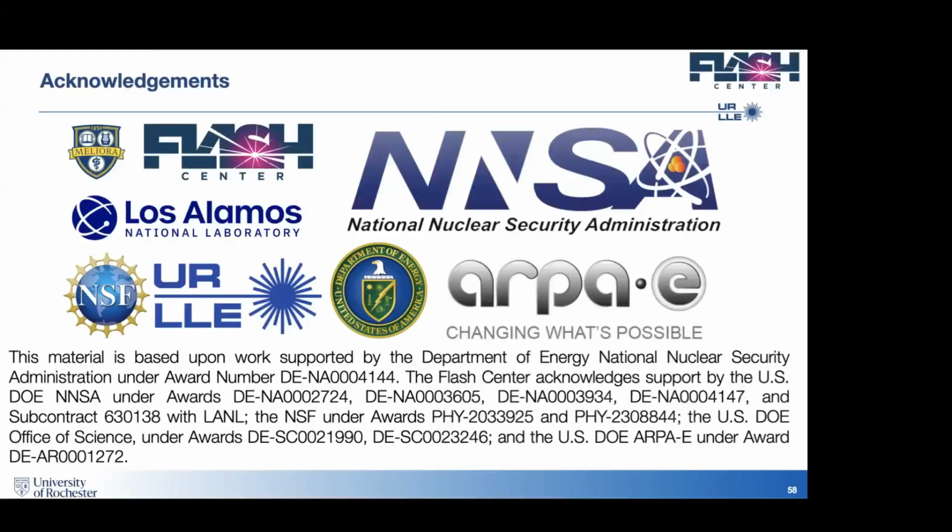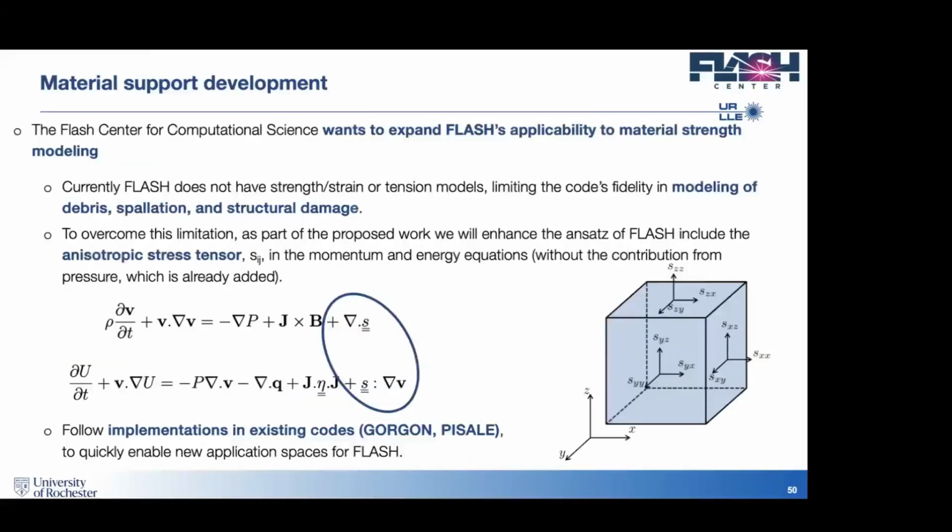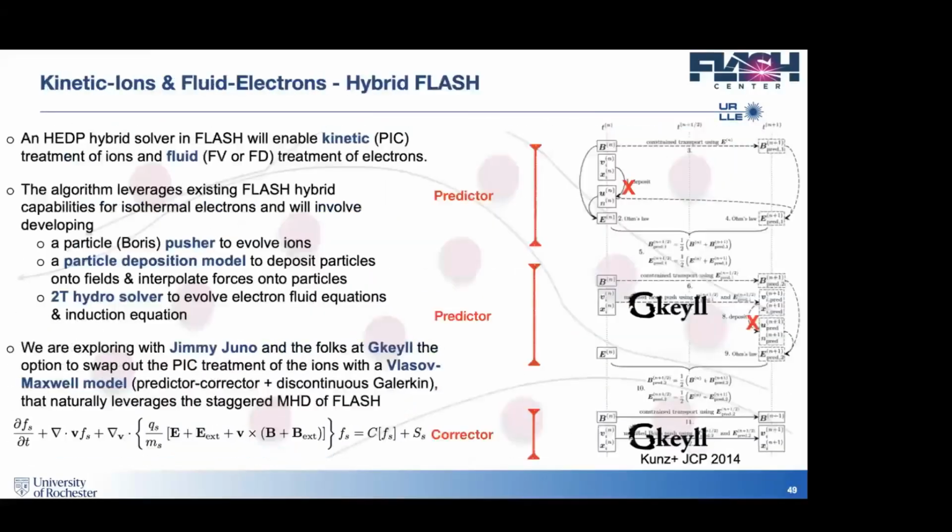Okay, well, time for questions. Students first. Yeah, so I have a question about the hybrid model. I just want to know why you want to treat the electrons as the fluid and the ions as the particles, and why not the other way around? Right, that's a good question.